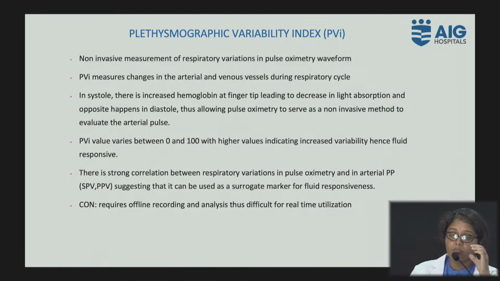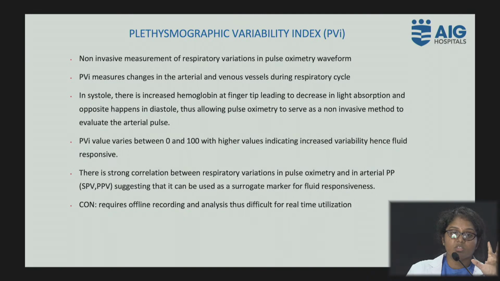And next is the pleth variability index. Pleth variability index is advantageous in that it is a non-invasive method. It is only based on the pulse oximetry waveform. The principle of working of this is that in systole there will be increased hemoglobin because of the increased stroke volume. Thus there will be decreased light absorption, and the opposite will happen in diastole.